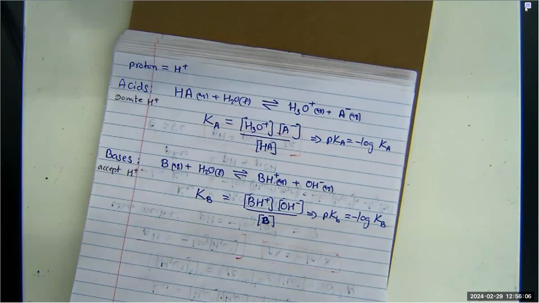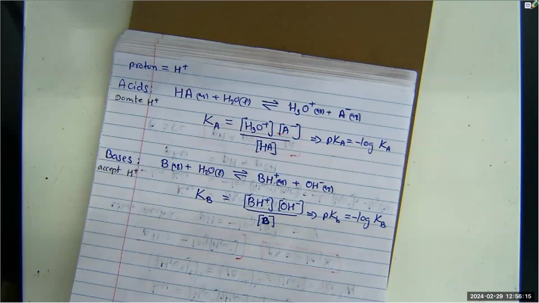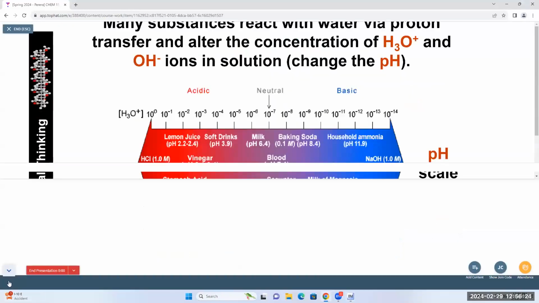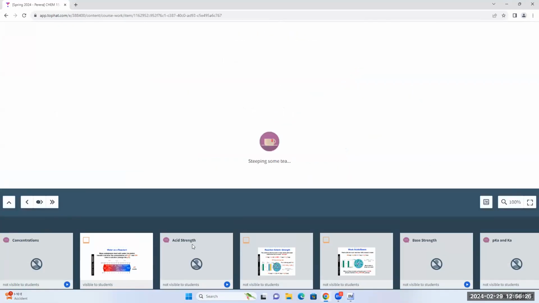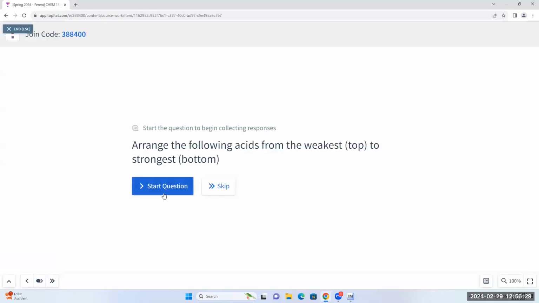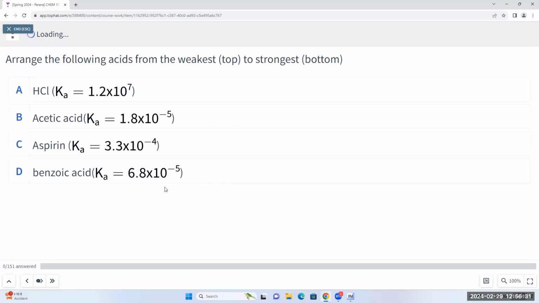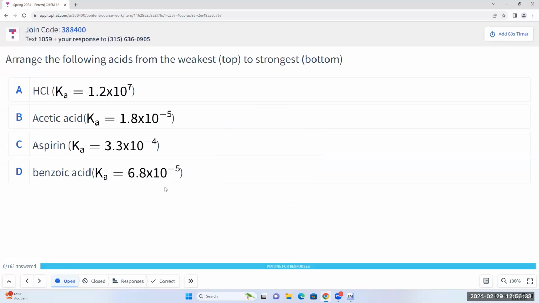All right, so let's have some fun. Now, we know what acids and bases are. What we want to do is think about what makes acids and bases strong. What do you mean by strong and weak? To do that, I'm going to use this question. I'm pretty sure we can figure it out and then we'll discuss. Here are some acids. I want you to arrange them from weakest at the top.